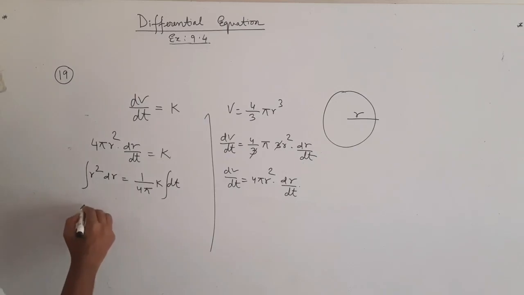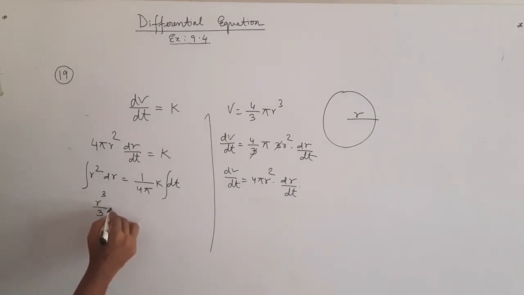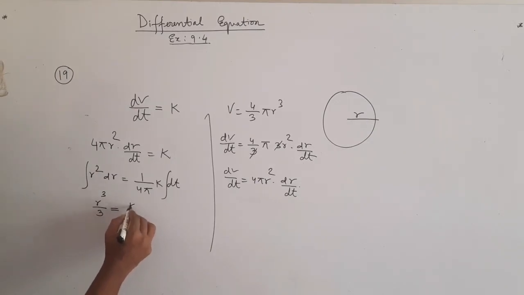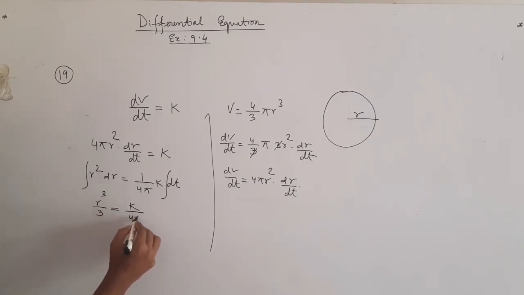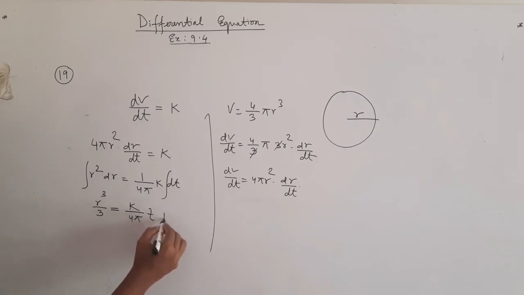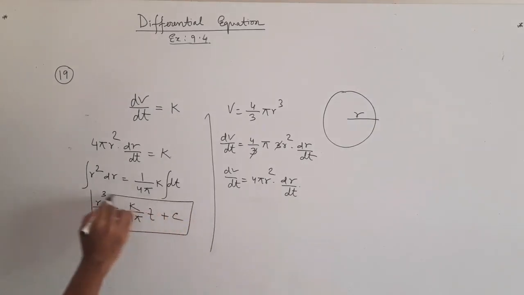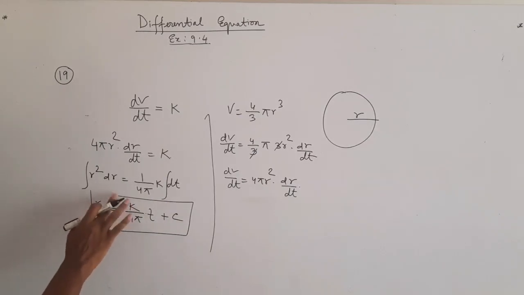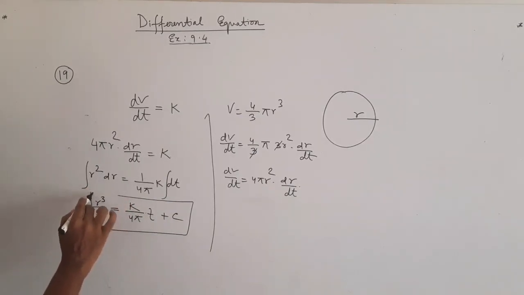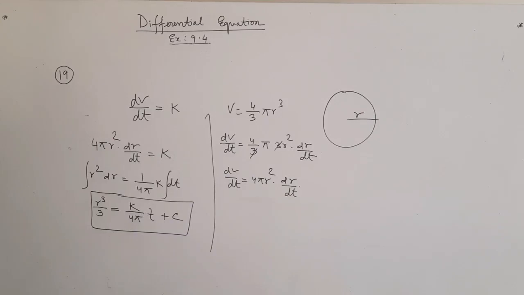So what do we get? The integral of r square with respect to r will become r cube by 3, equals k over 4 pi times t, then plus c, which is the constant of integration. Now we have to pay attention to finding the value of this constant of integration.